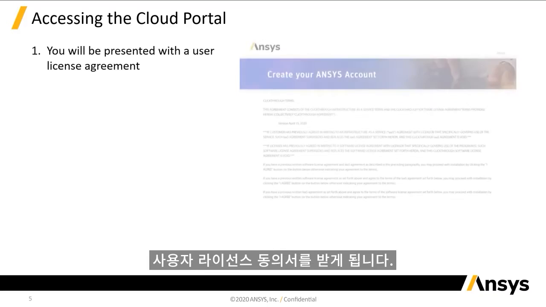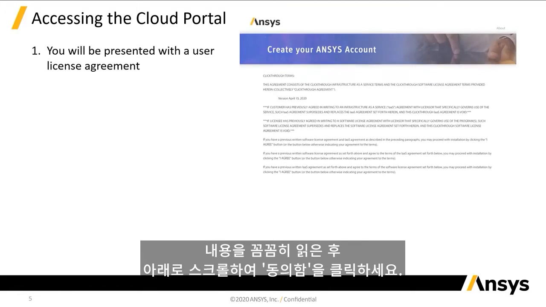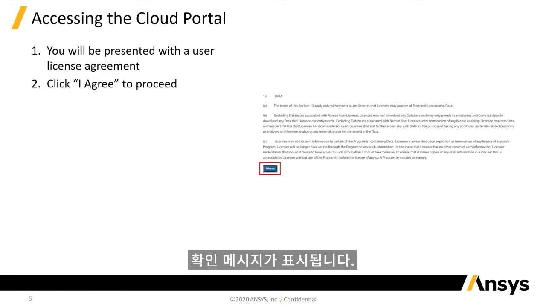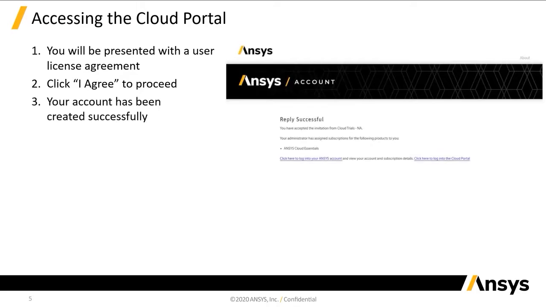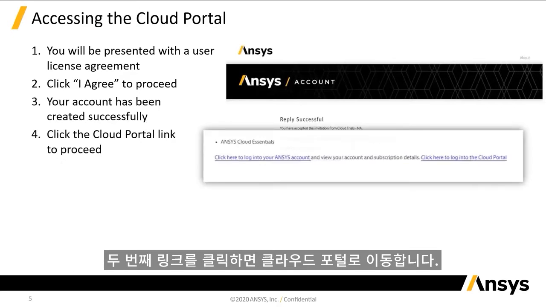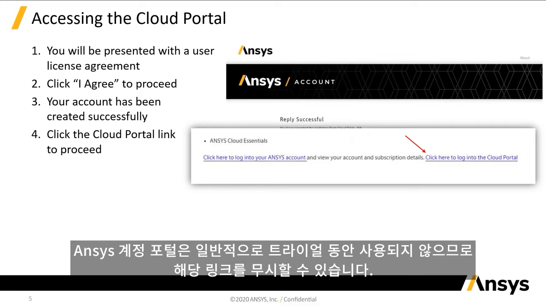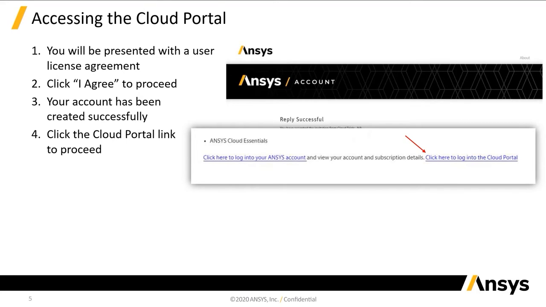You will receive a user license agreement. Once you've read this thoroughly, scroll to the bottom and click I agree. A confirmation message will be displayed. Click the second link, which directs you to the cloud portal. The Ansys account portal is not typically used during your trial, so you can ignore that link.